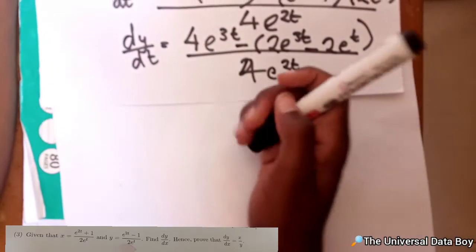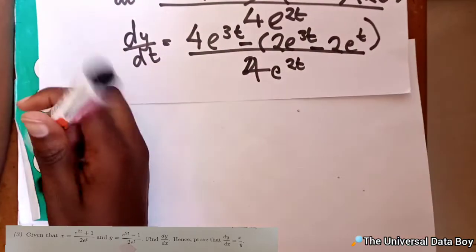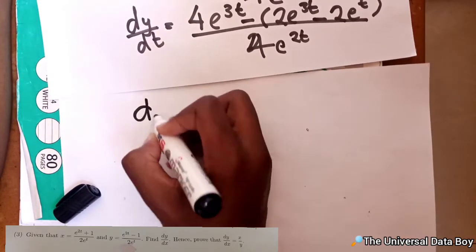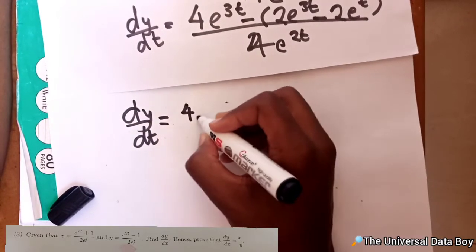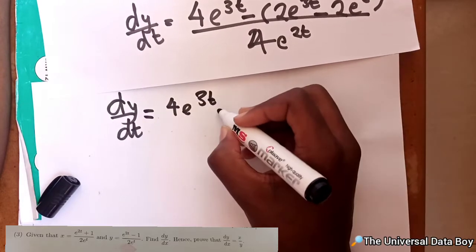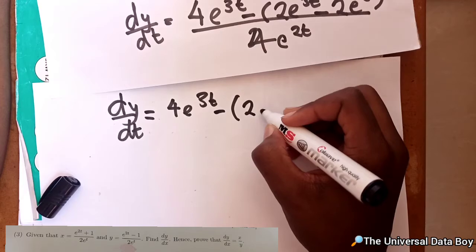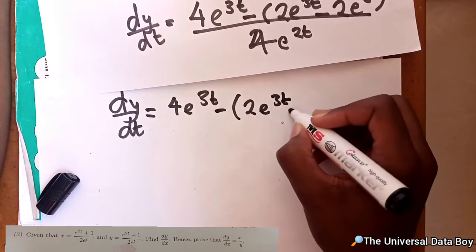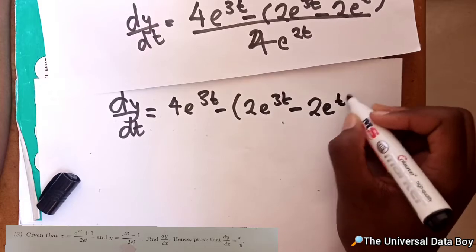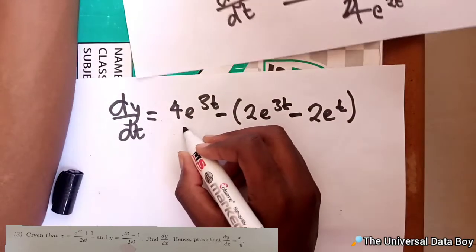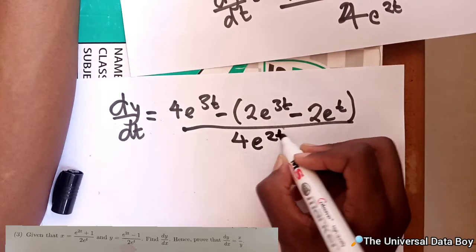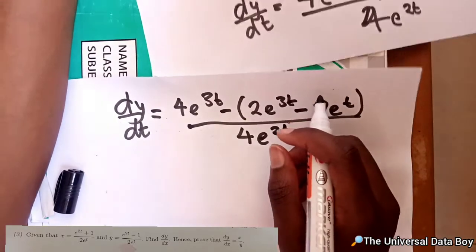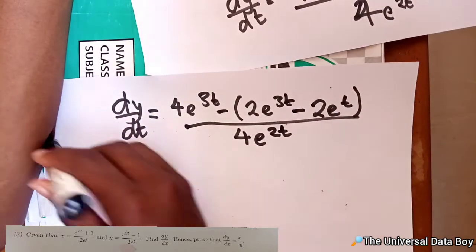So initially we had, I think we can just write that down, dy by dt being equal to 4e to the power 3t minus 2e to the power 3t minus 2e to the power t, all over 4e to the power 2t. Yeah. So now we can begin our evaluation.